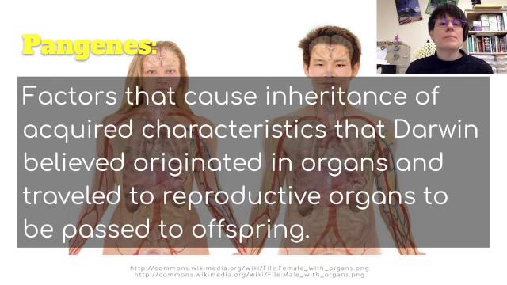And finally, this is part of Darwin's theory, pangenes, that we do not hold to at all now. Darwin thought that there were factors that cause inheritance of acquired characteristics, and so he was basing this on Lamarck, the acquired characteristics, that Darwin believed originated in organs and traveled to reproductive organs to be passed to offspring. So he was borrowing this from Lamarck, and we've talked about that is just not possible, that we now know that we have DNA and genes that pass on our inheritance. So it's part of his theory that is not even accepted at all anymore.